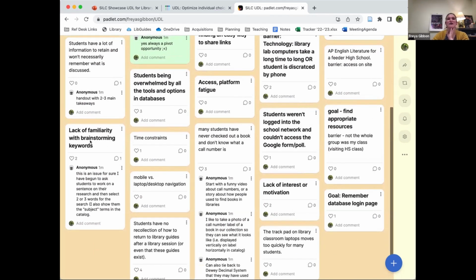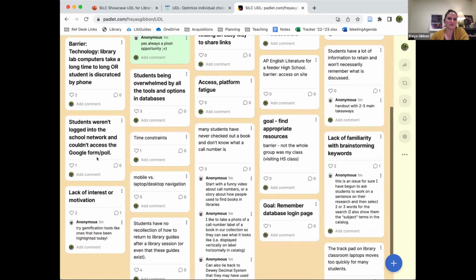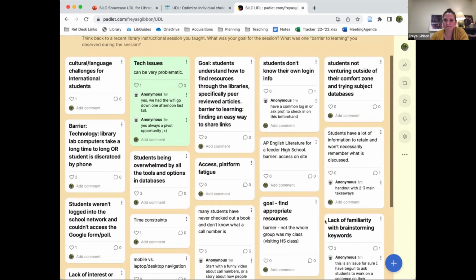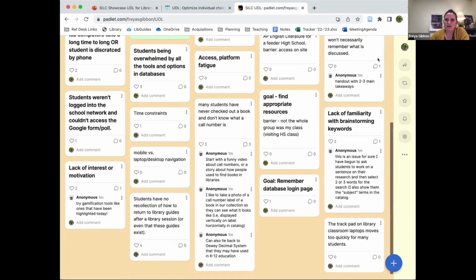Somebody is saying lack of familiarity with brainstorming keywords. That was one I noticed at the beginning too. And then somebody comments back that it's an issue for sure. They've begun to ask students to work on a sentence on their research, and then select 2 or 3 words for them to search from, which is a nice suggestion. So providing those specific frameworks can help students.